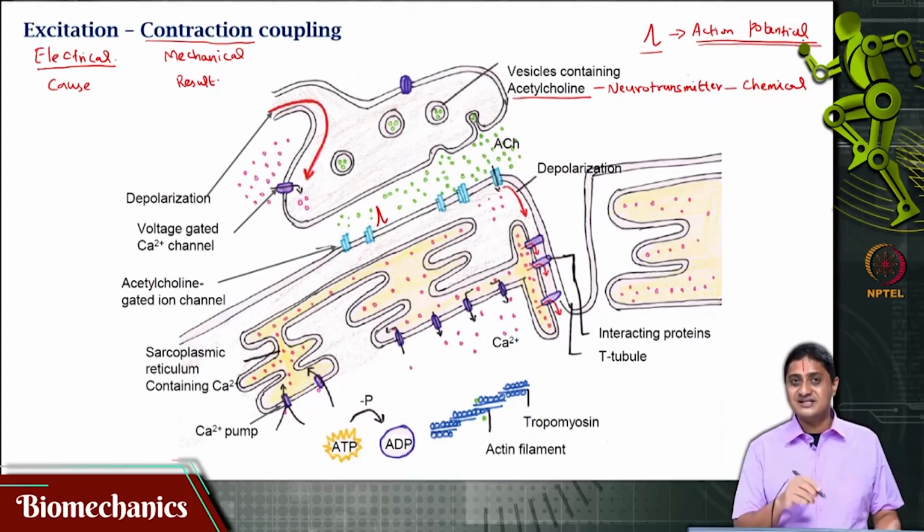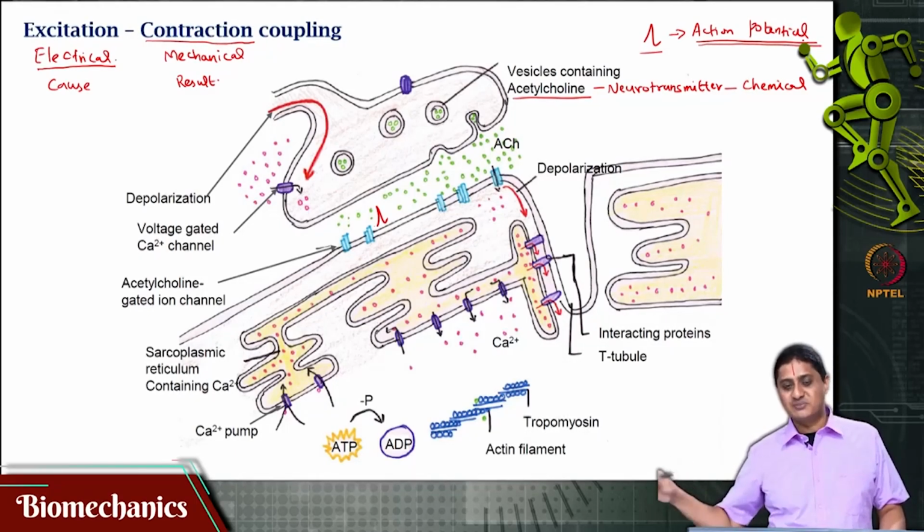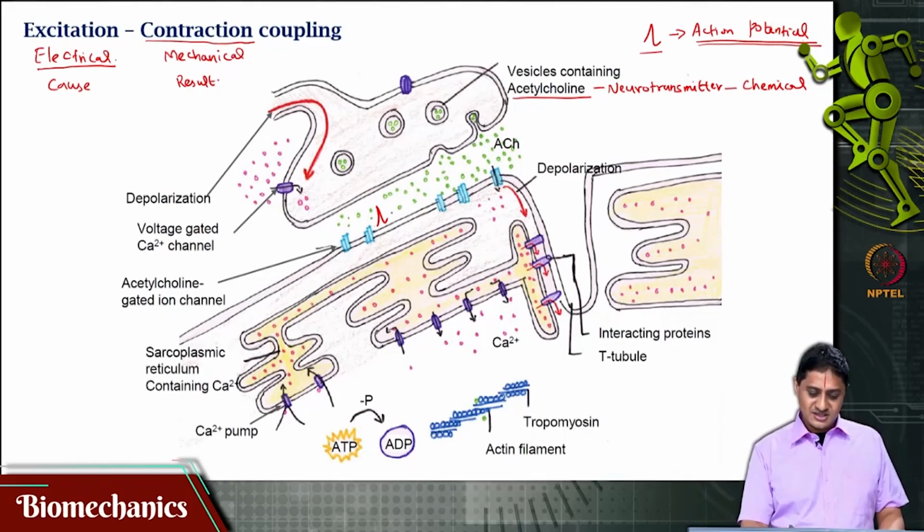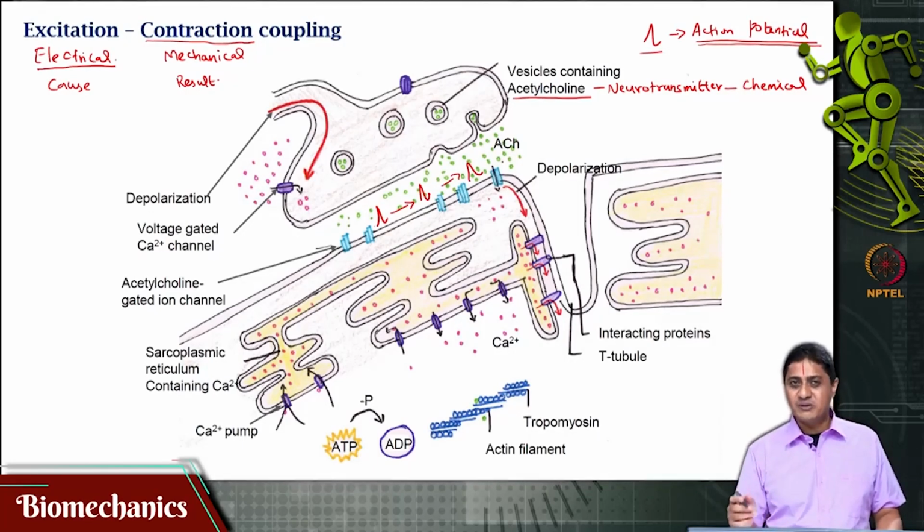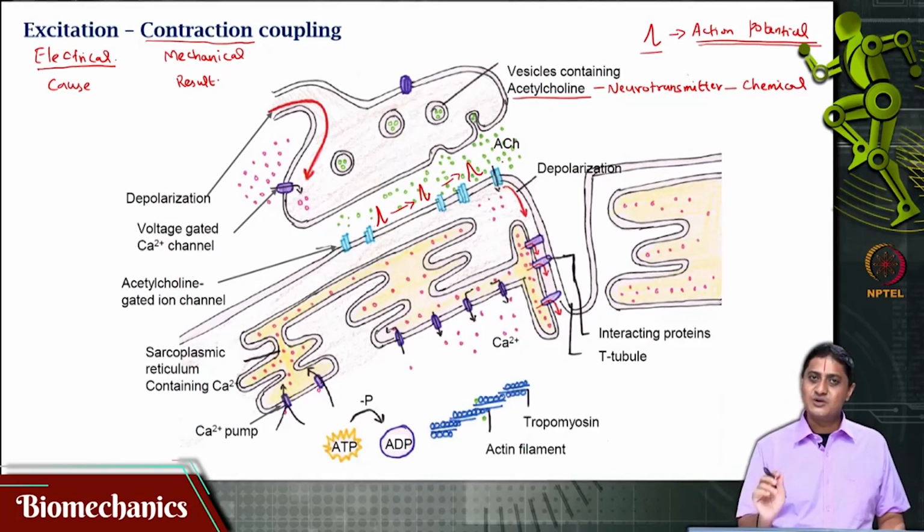So, if a pulse is generated at one part of the muscle cell, it gets transmitted throughout the rest of the plasma membrane. So, this pulse will go in this direction. It will be felt here and then it will be felt here. Actually, it will be regenerated at each point, but that is a matter of detail. I request you to check in other videos.